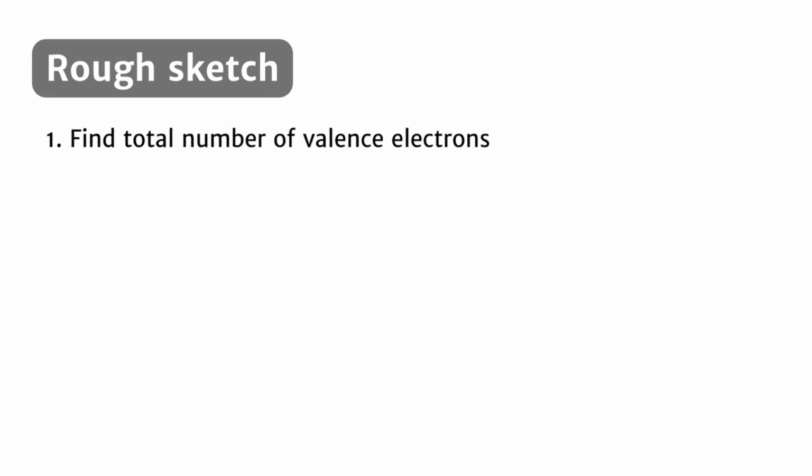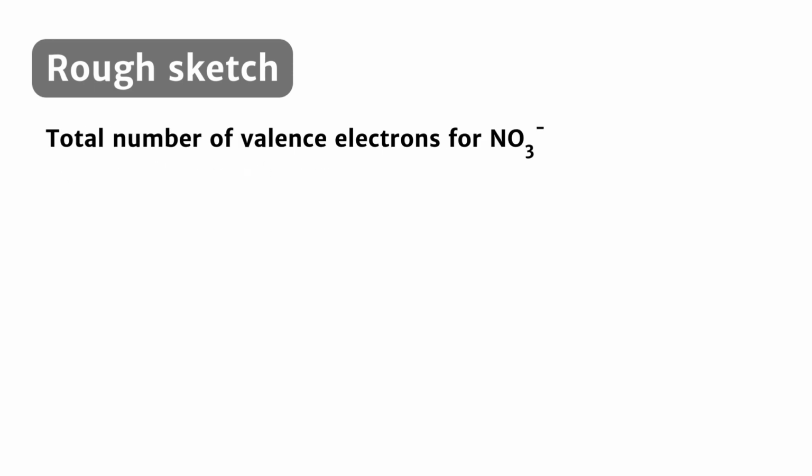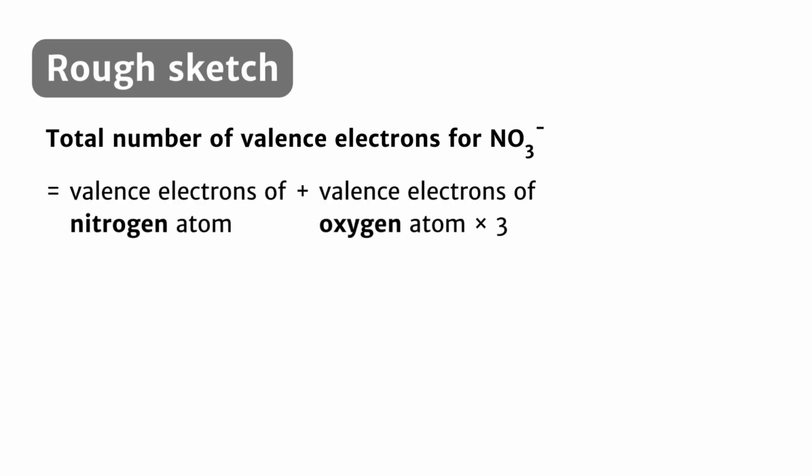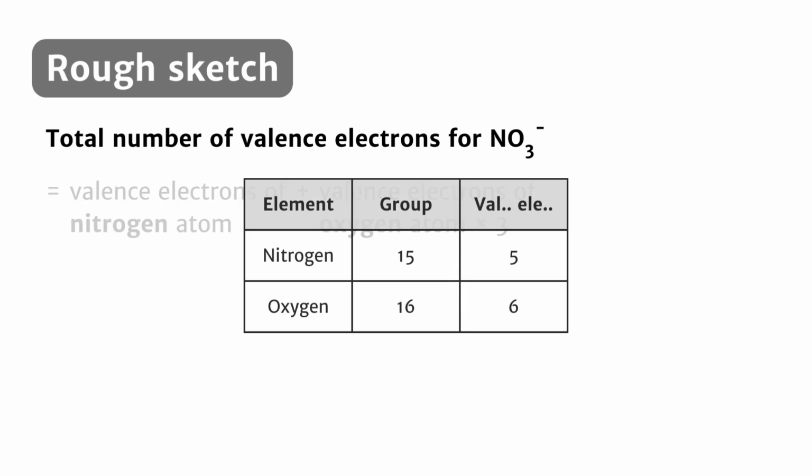Before drawing the rough diagram, we'll start with two crucial steps. First, we will calculate the total number of valence electrons and then determine the central atom. The total valence electrons in NO3- are determined by summing the valence electrons of each atom. Nitrogen, from group 15, provides 5 valence electrons, and each oxygen, a group 16 element, contributes 6 valence electrons.